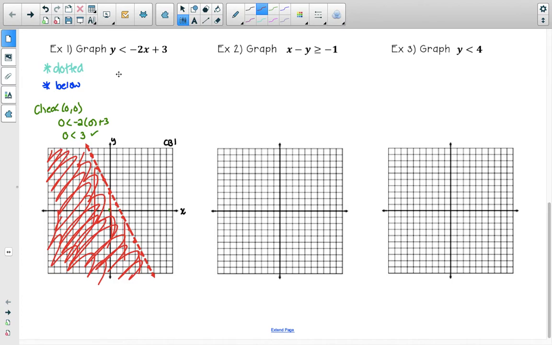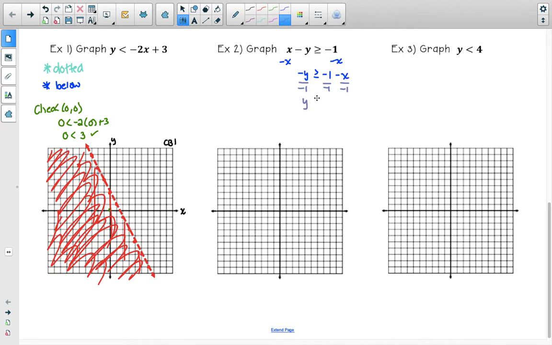So example 2, we need to get y by itself, and in this case, we actually do have to do that. So let's go ahead and solve for y. The first step will be move that x over, so we want to subtract the x on both sides. So we have -y is greater than or equal to -1 minus x. Y is still not alone. We need to divide by a -1 on everything.